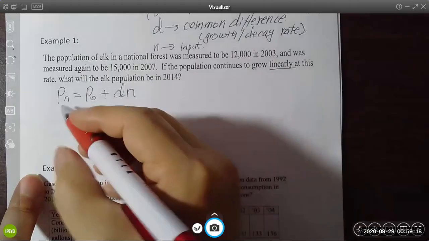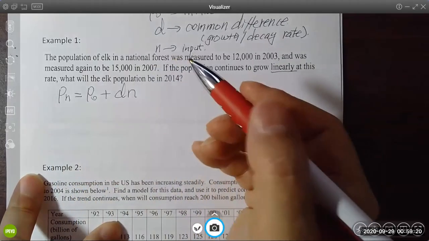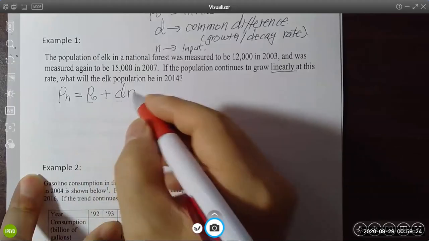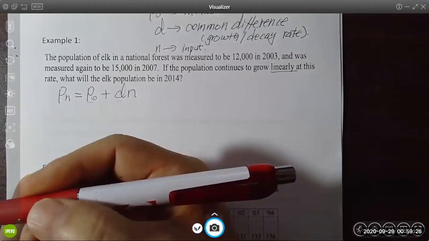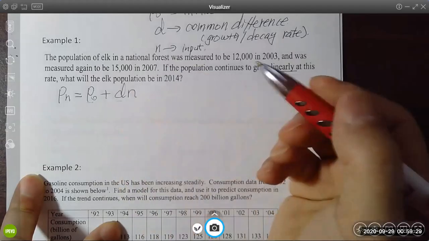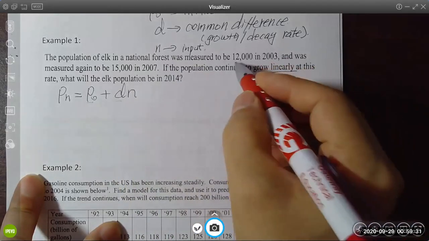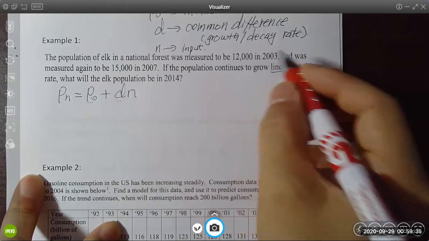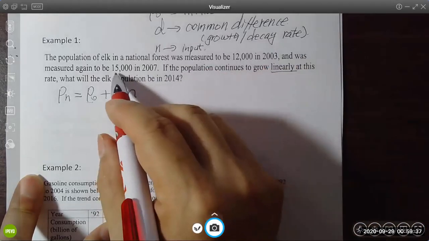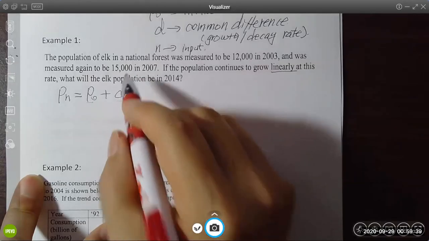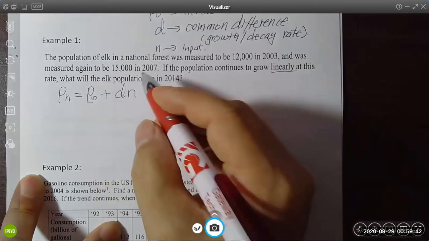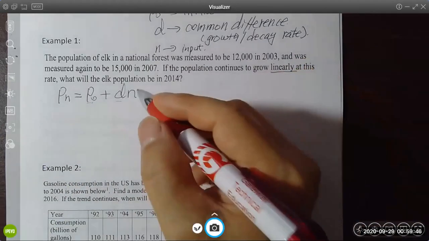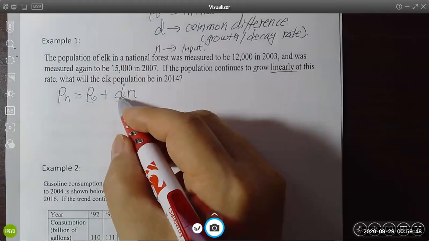Now, in order to have a specific model, we have to have an initial value and a growth rate. Then we just plug in input to get output. Now, initial value, say we have 12,000 in 2003. You can use that as the initial value. Actually, you can also use 15,000 as the initial value. Later on, we address which one to use.